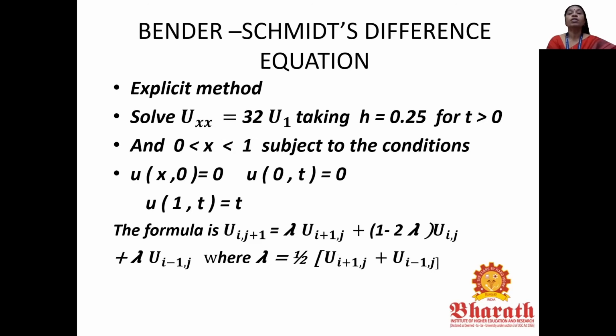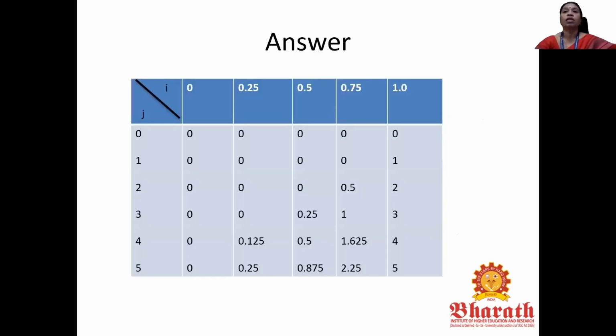So the formula is u of i comma j plus 1 is equal to lambda into u of i plus 1 comma j minus 2 lambda into u of i comma j plus lambda into u of i minus 1 comma j, where lambda is equal to 1 by 2 into u of i plus 1 comma j plus u of i minus 1 comma j.